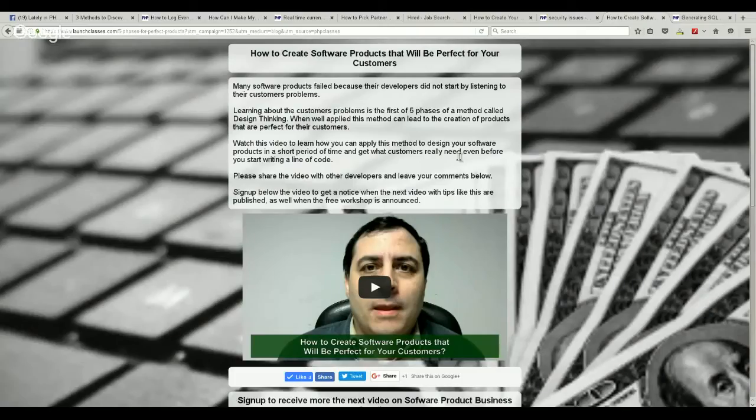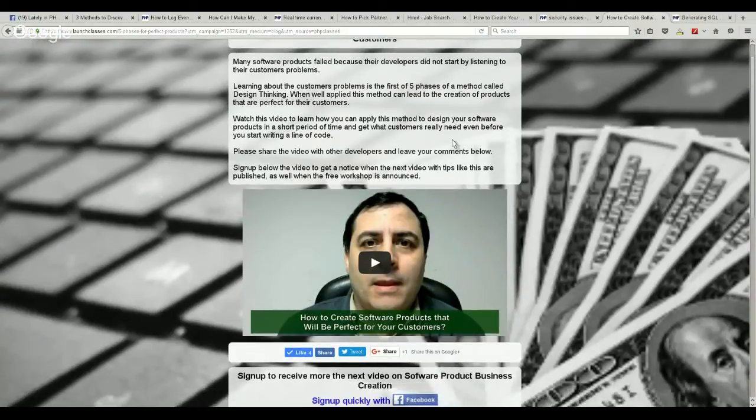So if you tend to create software products that will be perfect for your customers, well, we know there's no such thing as perfect products, but let's imagine products that are very good and the customers are very happy with them. Not only will they be very happy, they can pay you even more money, and you can also conquer many more customers than if your products are not very well designed. So this is a method that I share in a short video to let you know how to do it.